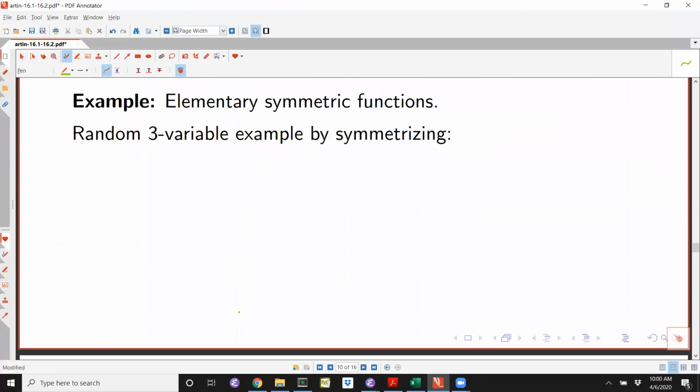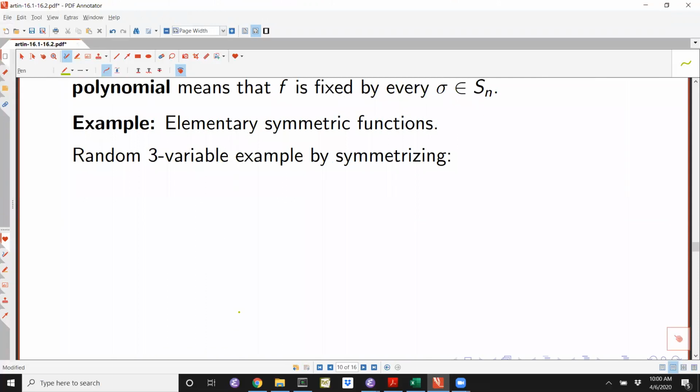So now, how should we do this? I want to get a random example of a symmetric polynomial in 3 variables. Can somebody just type in maybe a string? How about a string of length 4 in the alphabet 1, 2, 3? Just somebody give me something.